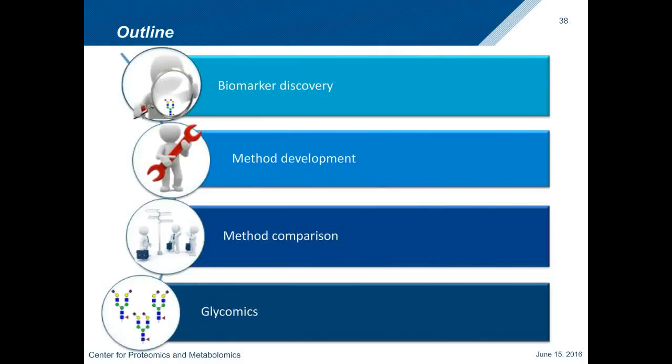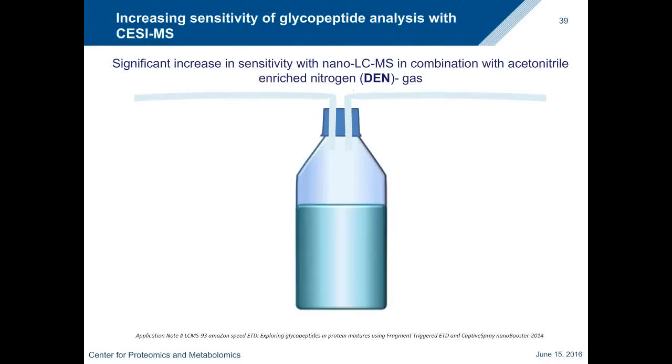Now I would like to move on to the method development. For the method development, there was this product put on the market, and what they used with this product, they used analysis of glycopeptides with nano-LC-MS, and the product is a dopant-enriched nitrogen gas. And what they observed with the analysis of glycopeptides using this dopant-enriched nitrogen gas is that they got an increase in sensitivity. So maybe you're not familiar with this product, so I will just briefly explain it.